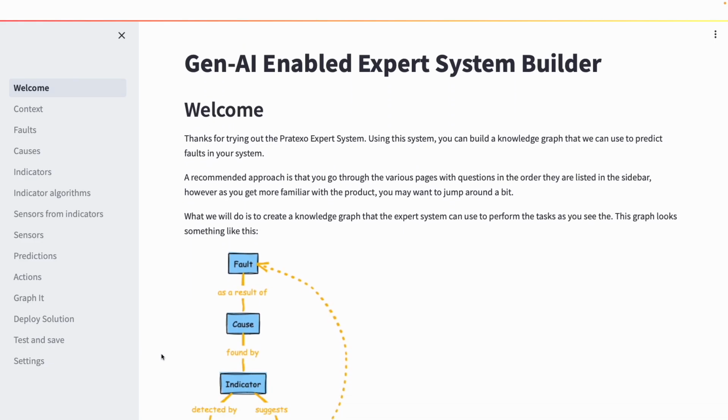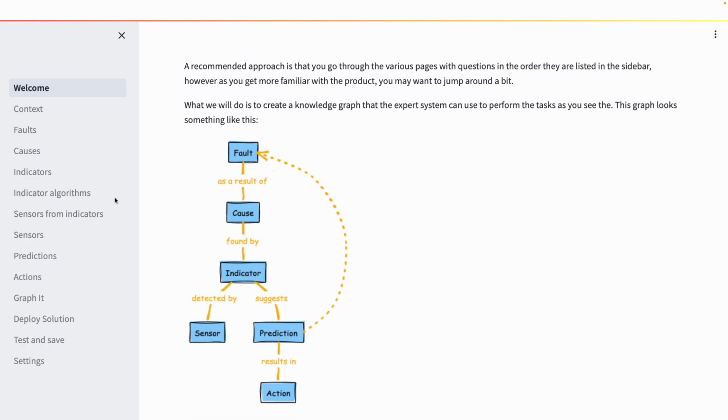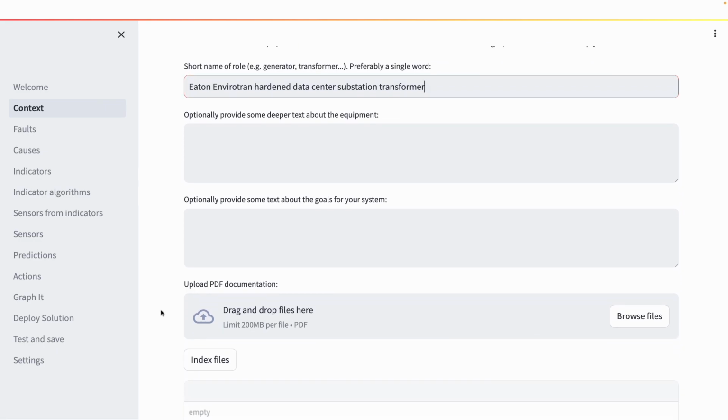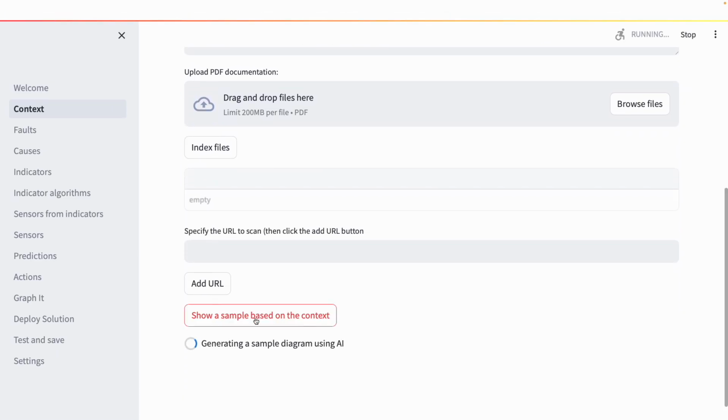So let me run you through the new generative AI-enabled expert system builder from Pratexo. In this video, a machine expert will be using the system to define a fault cause graph around a machine to enable intelligent predictive maintenance. First, we put the name of the machine or system in. This is actually all the builder needs to get started, but we could import more information if we like.